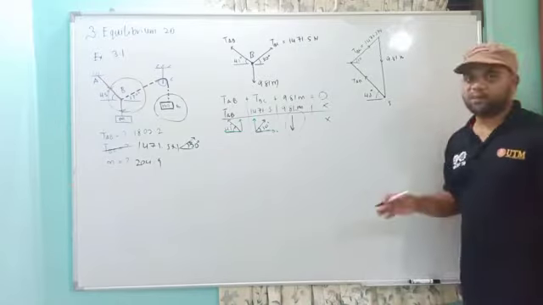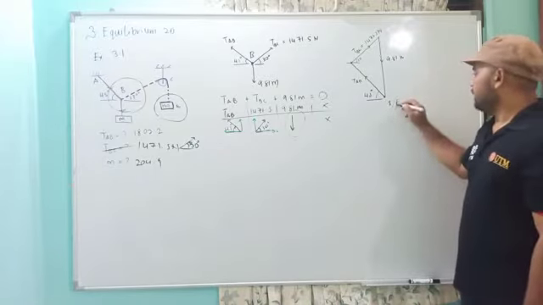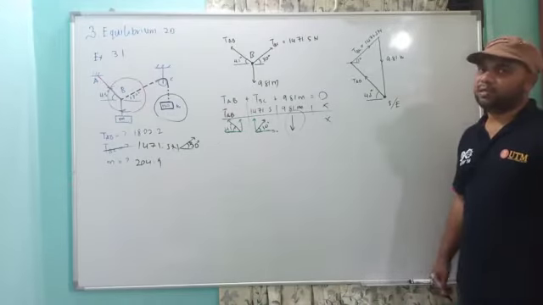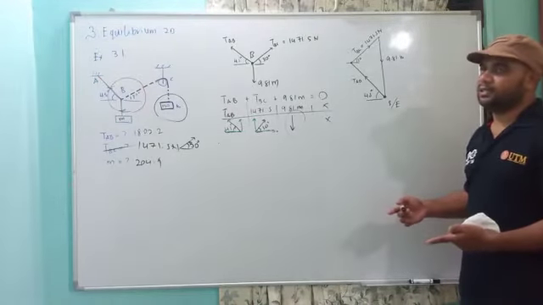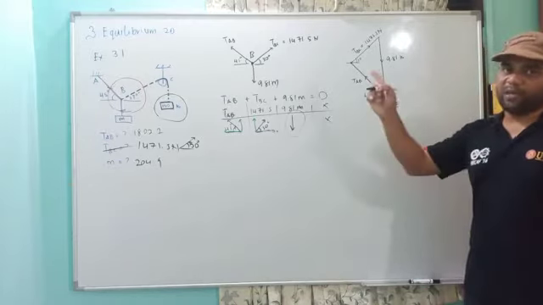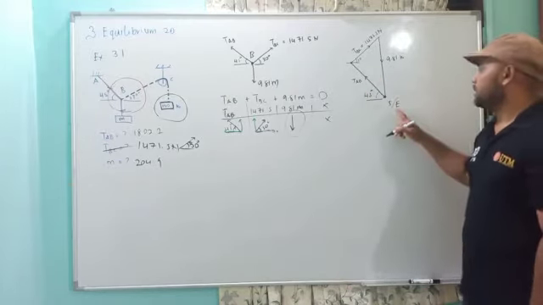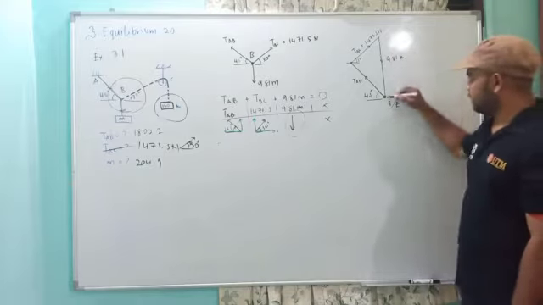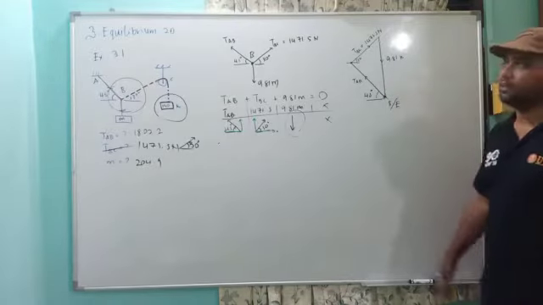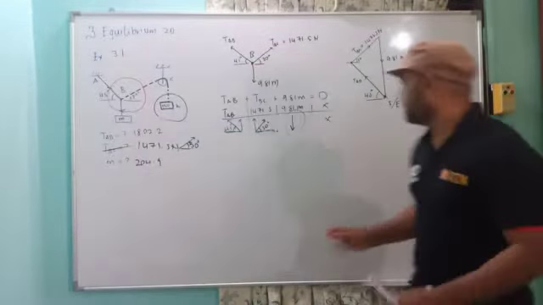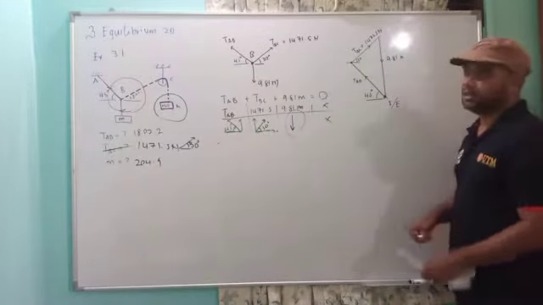So for equilibrium, the start and end point are the same point. Whereas in a resultant, the resultant goes from the start point to the end point, but in equilibrium the start and end point are the same, it goes there and comes back to the same point. Now fill up all the information that you have.